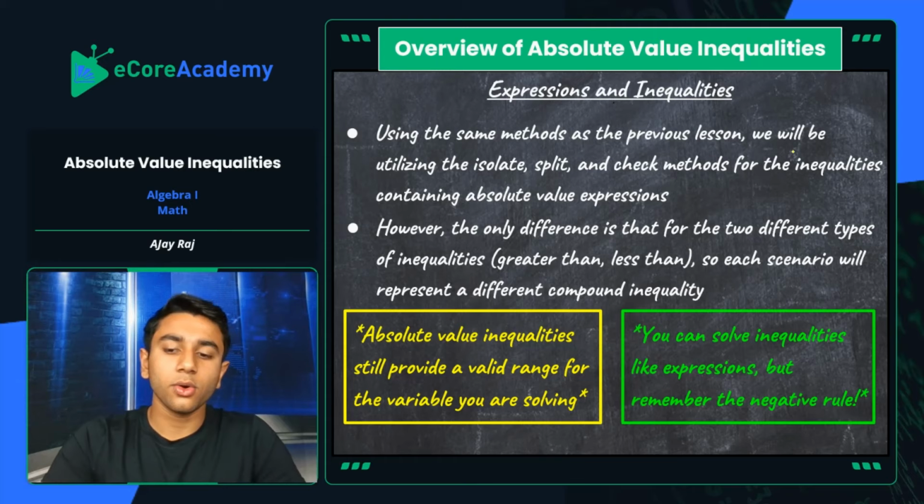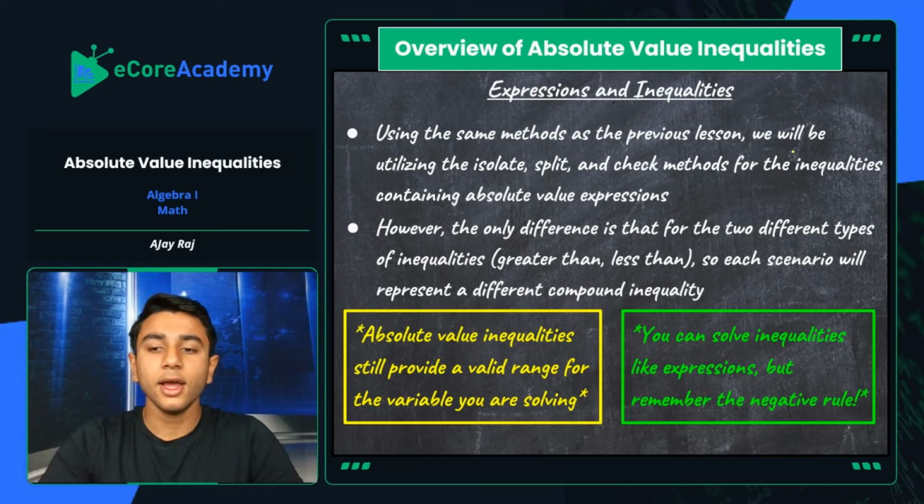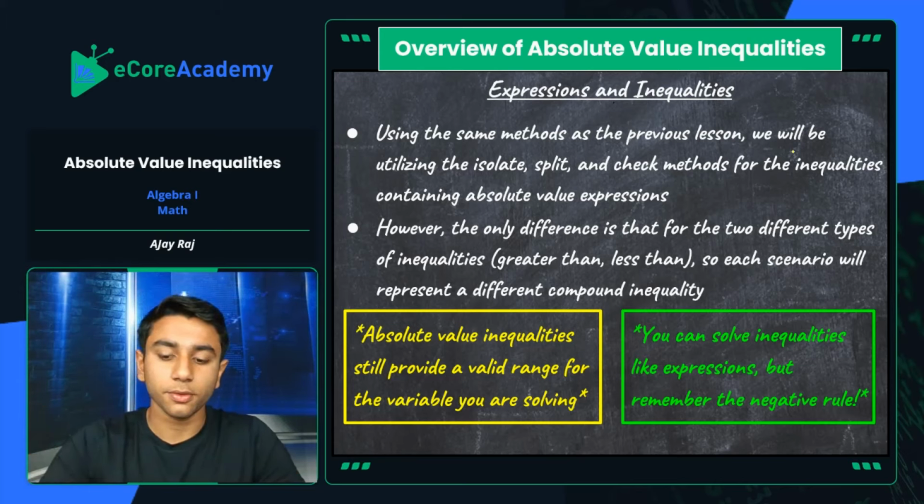And you can also solve inequalities just like expressions and also like equations, but remember the negatives rule. So you can always solve them like expressions and equations, but the negative rule is the only special rule in that case, in which when you divide or you multiply by a negative to either side of the inequality, you're actually going to have to flip the sign whilst doing so.